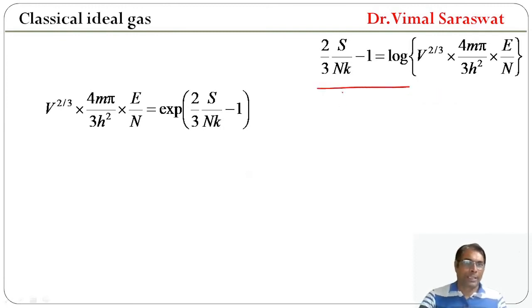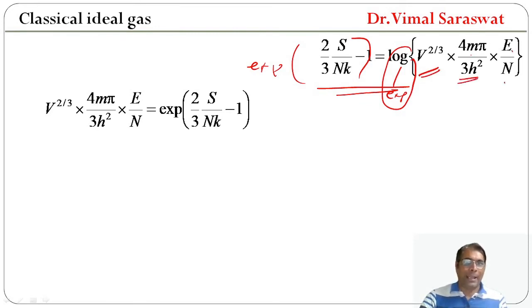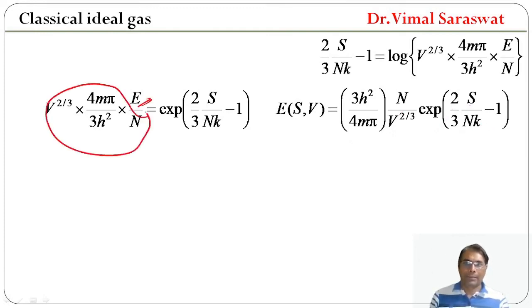Now we take exponential on either side. So exponential here and also exponential here. So exponential of log equals 1. So V^(2/3)·(4πm/3h²)·(e/N) is equal to exponential of (2/3 S/Nk minus 1). And from here E equals 3h²/(4πm)·N/V^(2/3)·exponential of (2/3 S/Nk minus 1). Because to get E from here we transfer this term from here to here and we get this term.